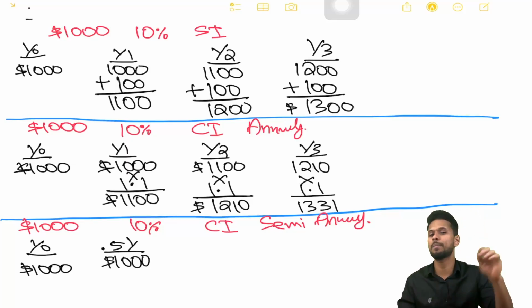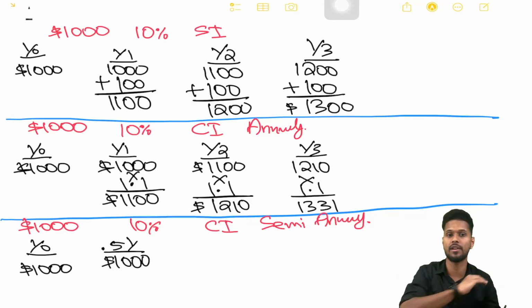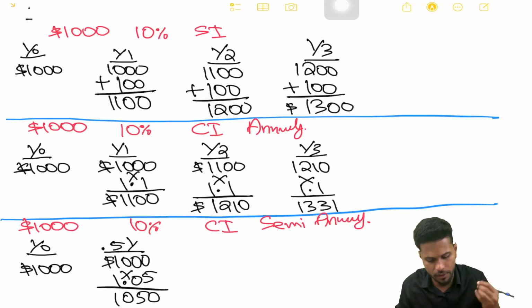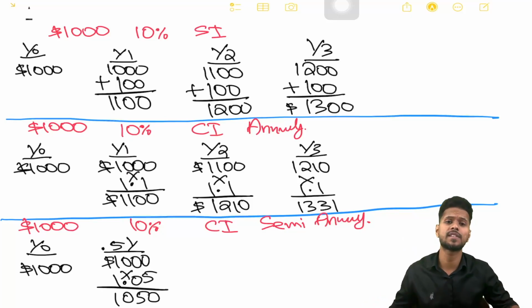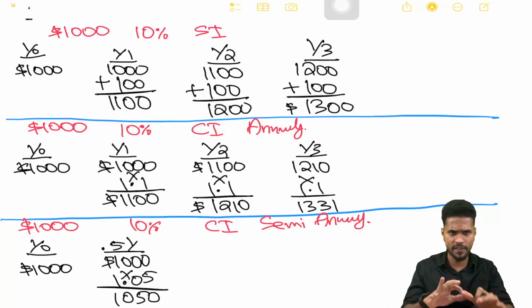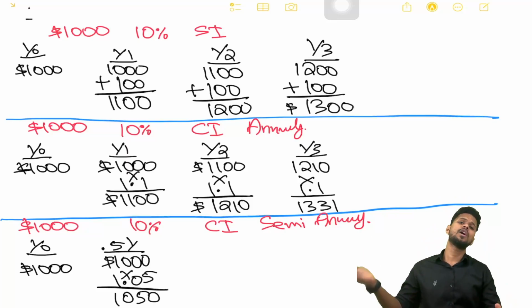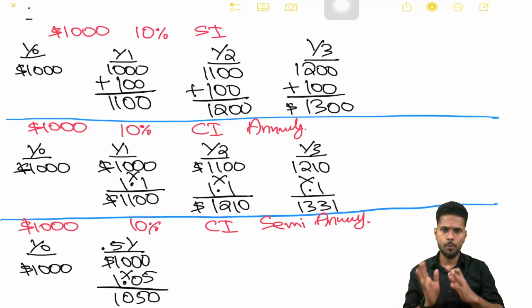105% in decimal form is 105 divided by 100, which is 1.05. So the amount will be 1.05 of this 1000. That amount is 1050. Clear? How is it 105%, sir? 100% means that amount itself, plus you are receiving an extra 5% interest for half year. So 105% in decimal form is 1.05. So the 0.5 year is over.